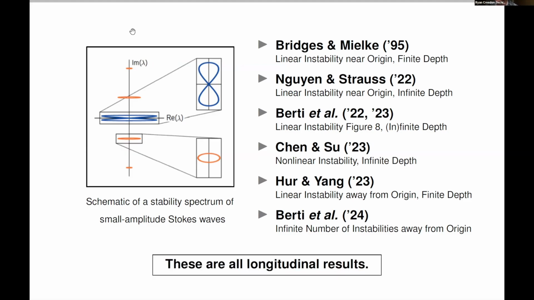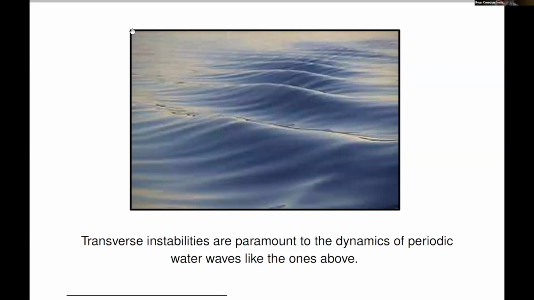But the one limitation of all these results is that they are all longitudinal results. Every single one of these papers only explores what happens when you perturb a Stokes wave in the direction of the wave propagation. What we want to turn our attention to today is asking, what happens if you perturb a Stokes wave in the direction perpendicular to the direction in which it is propagating? And this could be paramount to a lot of very interesting dynamics.